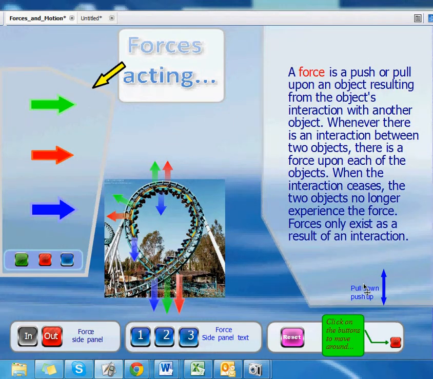As we pull this down, again getting back to what a force is. A force is a push or a pull, and this is where it gets a little more complicated. Upon an object resulting from the object's interaction with another object. Now what is that actually saying? It's saying that there are two objects. If we take a look over here, two objects. There is a force upon each of the objects. When the interaction ceases, the two objects no longer experience the force. Forces only exist as a result of an interaction. So this here is in your notes as well in italics, and it's very, very important to remember that. Forces only exist as a result of an interaction.